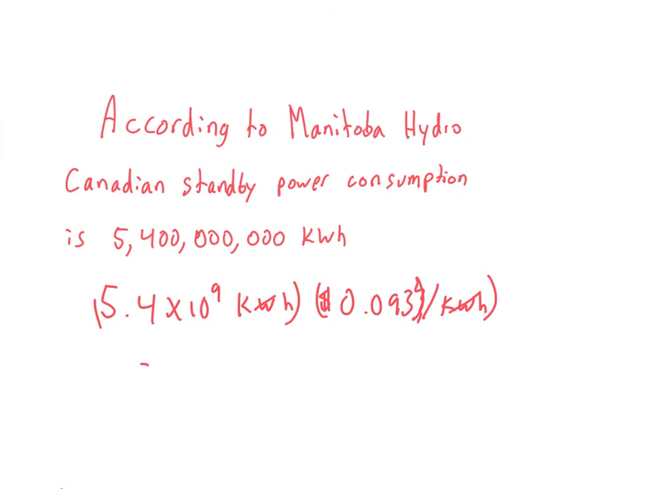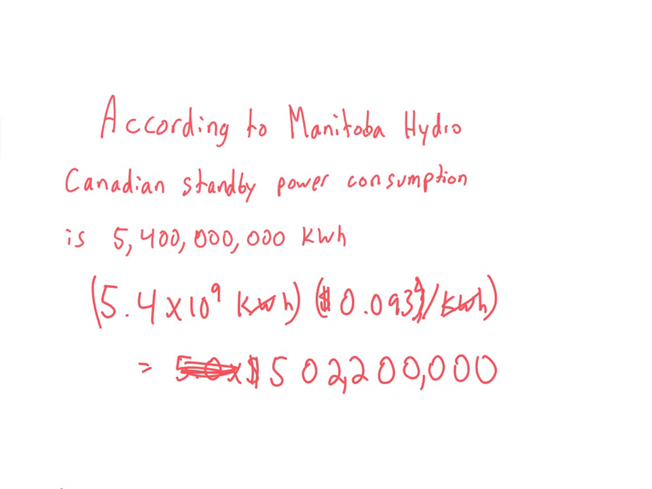That cancels out, and we are left with, I actually didn't do this problem, so let me figure this out for you. That would be 502,200,000. So this would be about $500 million is how much we're spending on standby power in Canada in a year.